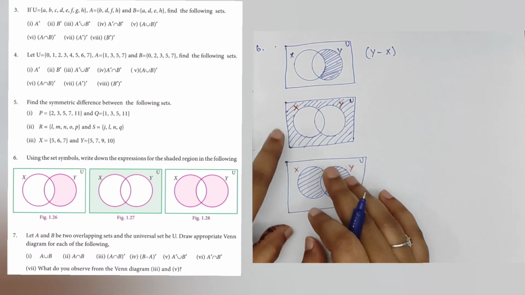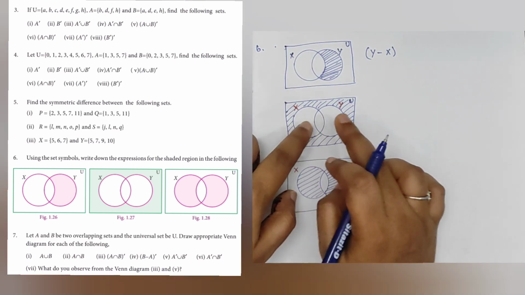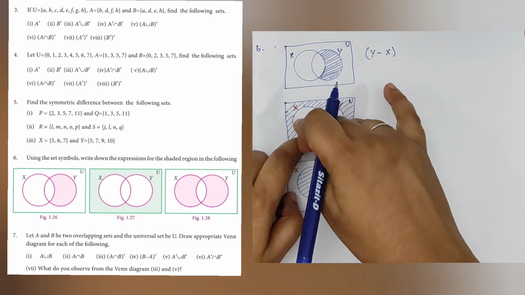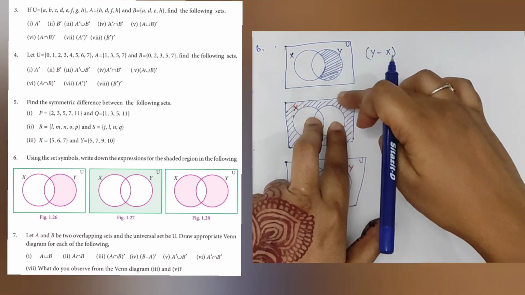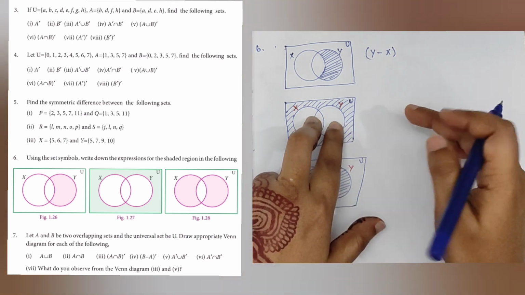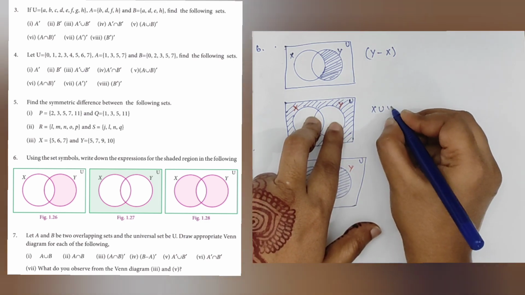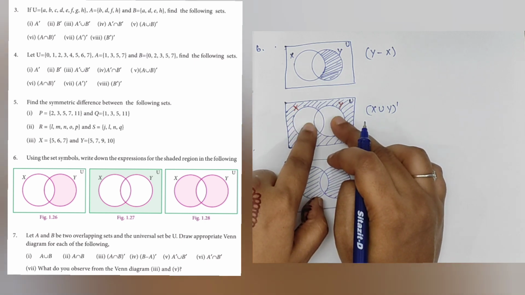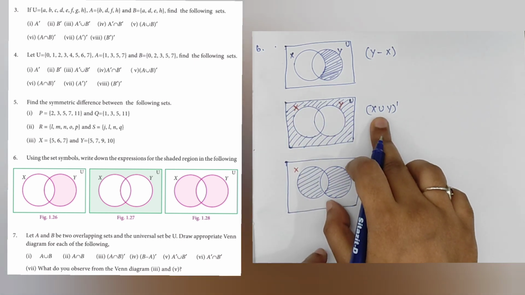Look at the second Venn diagram. So here, this is circle x and this is circle y. So here, if you are shading the circle x and y, it means x union y. If you are shading outside the circle, it means x union y the whole complement. It means universal set minus x union y. Okay. So the answer will be x union y the whole complement.